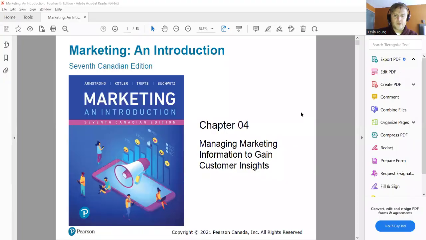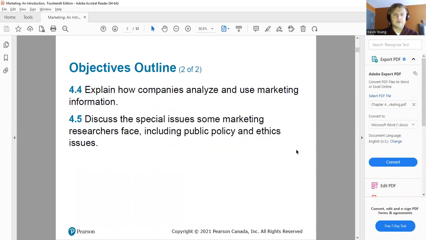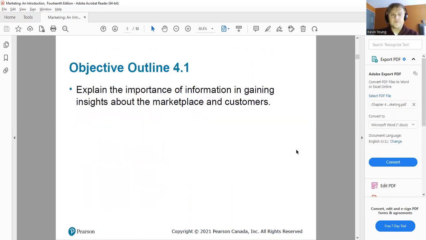And voila. Chapter 4, managing marketing information to gain customer insight. Objectives, you read. All right, creating irresistible superior experiences. Value, value, value, right? To gain deep consumer insights, P&G, which is a company called Procter & Gamble, that's what the P&G stands for, employs a wide range of marketing research approaches, from traditional large-scale surveys and small-scale focus groups to real-time social media listening, mobile surveys, and big data analytics.